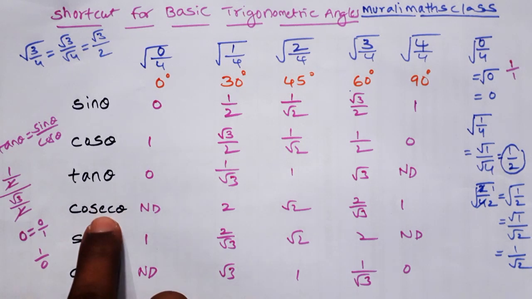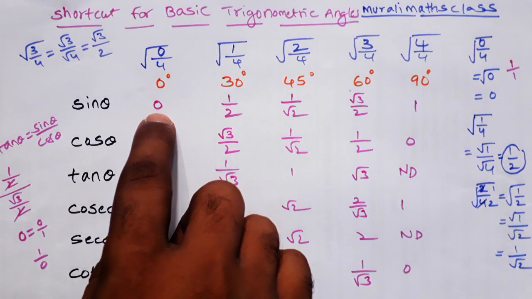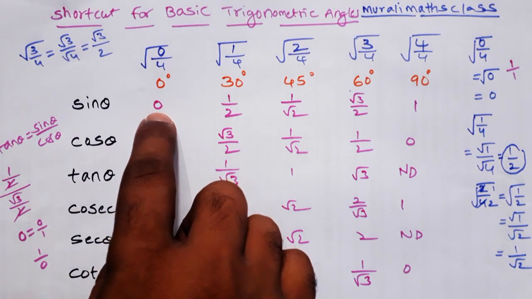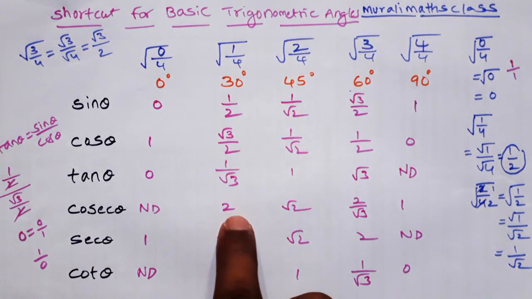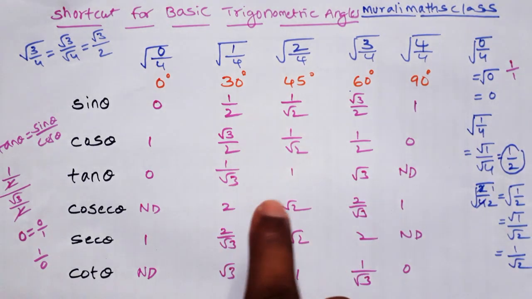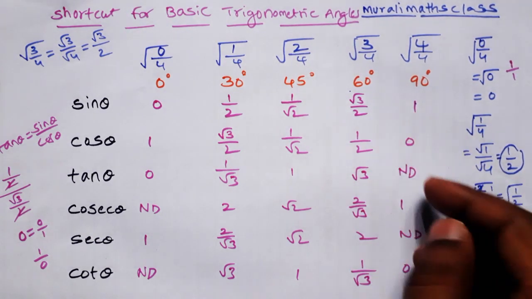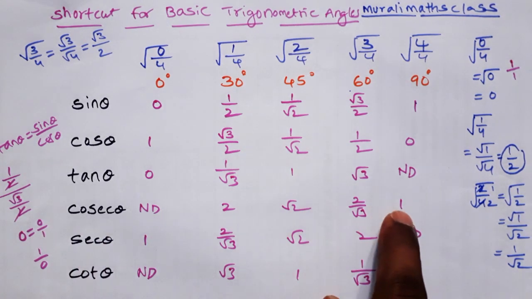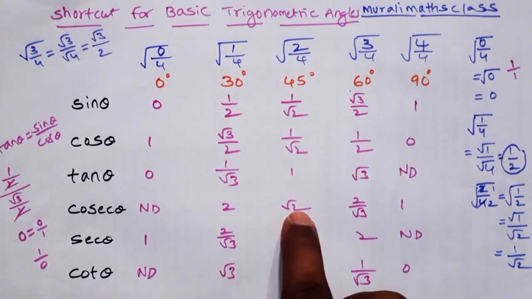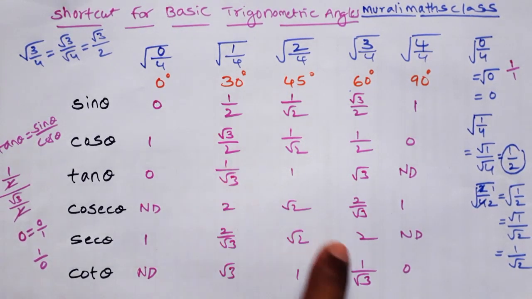Cosecant. Cosecant means what? Reciprocal of sine. Sine reverse we have to write. This is 0 by 1. 0 by 1 reverse is 1 by 0, not defined. 1 by 2 reverse is 2 by 1, nothing but 2. 1 by root 2 reverse is root 2 by 1, nothing but root 2. Root 3 by 2 reverse is 2 by root 3. 1, if you reverse also, 1 only you will get. Then secant, this ending: 1 here, 2 by root 3 here, root 2 here, 2, not defined. Cot, tan ending: not defined here, root 3, 1, 1 by root 3, 0.